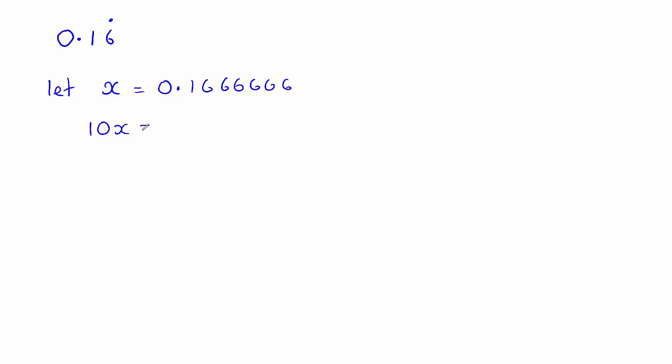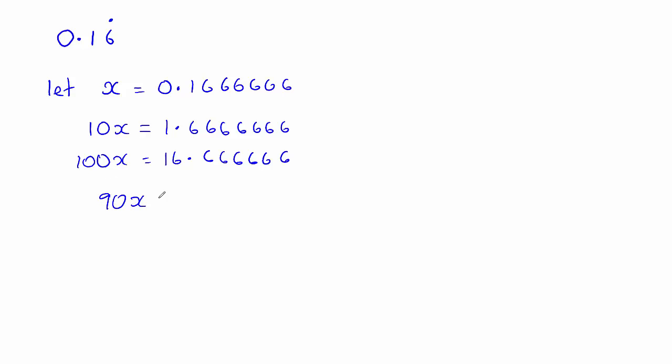So there's a little sneaky trick. We'll use 10x, and that would give me 1.66666666. And then I'll use 100x, which gives me 16.666666. And now I've got the same decimal. If I now subtract these two, 100x take away 10x is 90x's. Here, because the decimal is the same, effectively I'm doing 16 take away 1, which is 15.